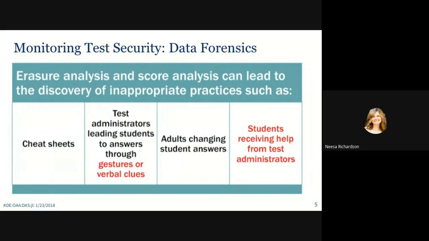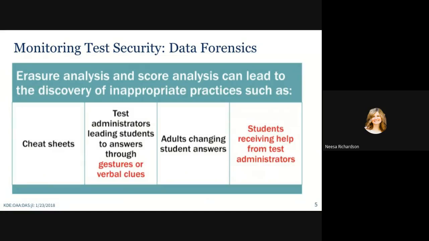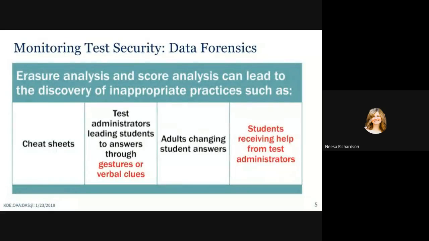There is some documentation about erasure analysis, although we don't erase typically on an online, typed test. There are opportunities for students to write. For example, in the ACCESS test, they respond on paper and pencil for the younger grades. So it's just important that we are, as test administrators, not leading students with gestures or verbal cues or anything to a certain answer. KDE does do site visits.